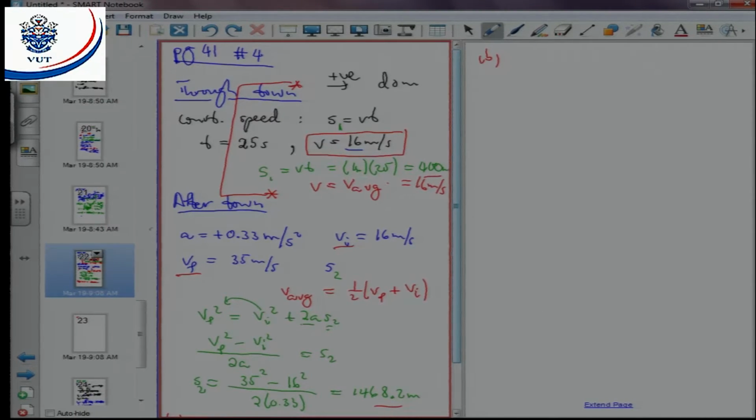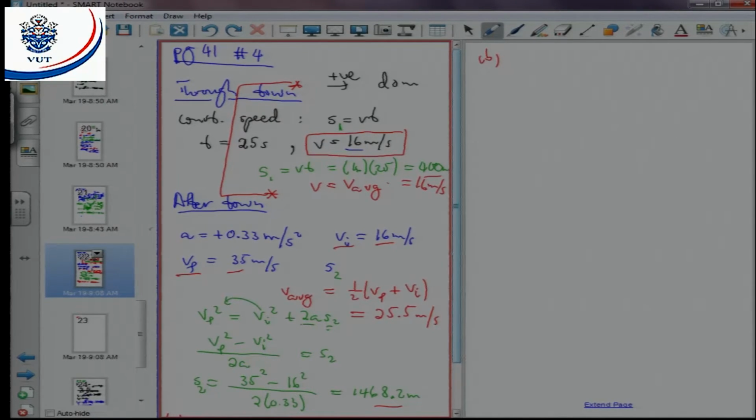So it's the same concept. We take the initial speed, add the final speed, divide by 2. That's the average speed for the trip. So if you do that, what you will find is the average speed is just 25.5 meters per second. So VF, just remember, is 35, VI is 16. So adding these two, dividing by 2, you get 25 meters per second.